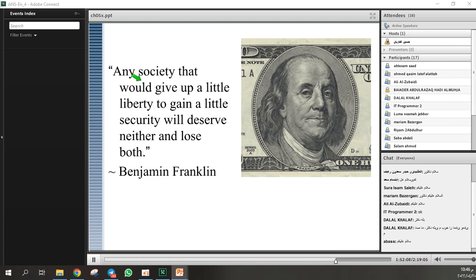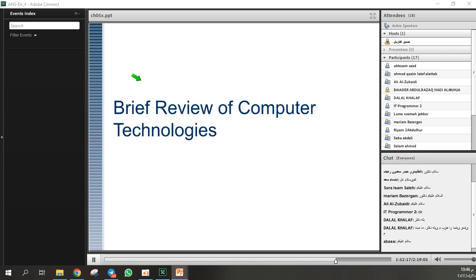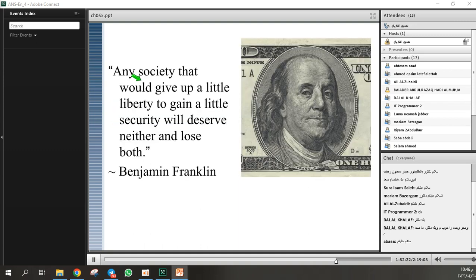And here, Benjamin Franklin says a similar fact: giving some liberty to gain some security is the best option for us. It's the best option for us. Okay, it was the last slide. You can read the brief review of computer technology yourself. It's not part of our course.